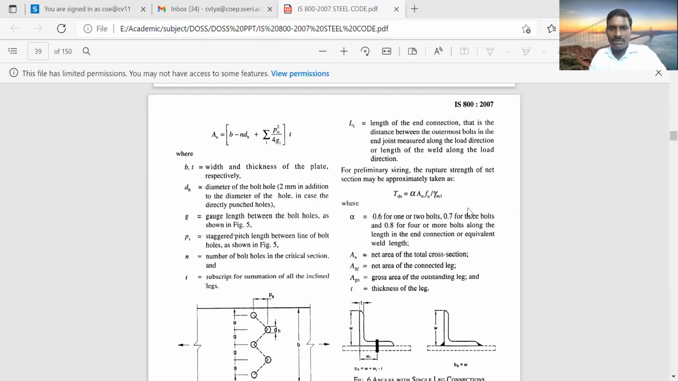Okay, so I have shared IS 800 here. Is this visible to you? Yes, sir. Okay, now here this formula is given. You have seen this formula, and read this bracket. Value alpha is equal to 0.6 for 1 or 2 bolts, 0.7 for 3 bolts, and 0.8 for 4 or more bolts along the length in the end or equivalent to weld length.